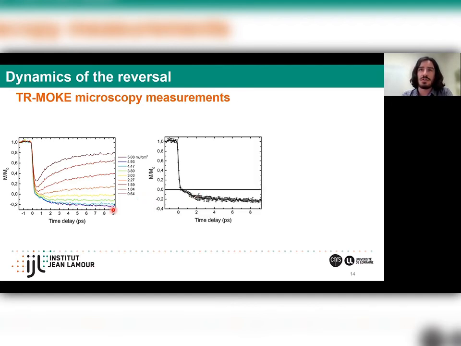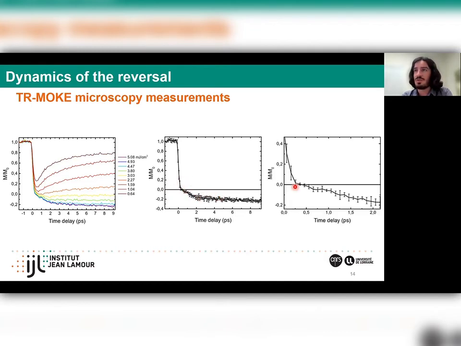And so if I look at the case for the highest fluence and zoom in on the region of the reversal, I see that the magnetization crosses zero in less than a picosecond, at around 400 femtoseconds. And this magnetization dynamics happens in 3 steps. First we have the ultra-fast demagnetization, then we have reversal and a slower recovery. And then after 2 picoseconds, the magnetization barely changes.